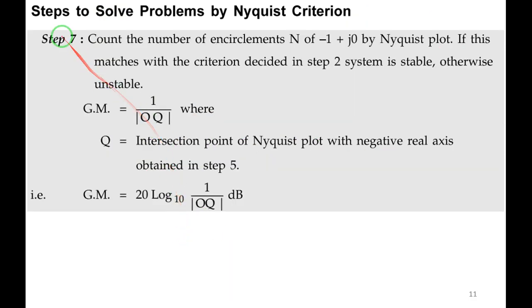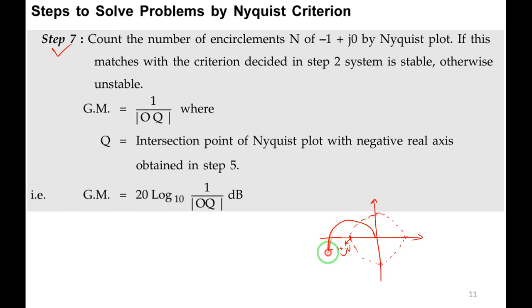Step 7, once again it has been listed here: the number of encirclements we will find out. Then we can find the gain margin. Let me draw the unit circle first, then only you will understand. This is the unit circle. Here it is minus 1 plus j0, this is the critical point. Let me assume that the polar plot is crossing like this.